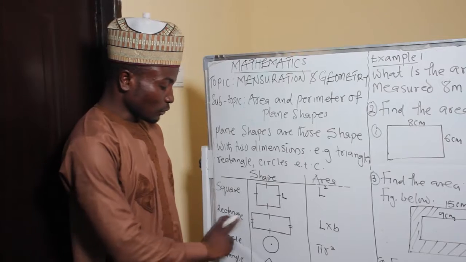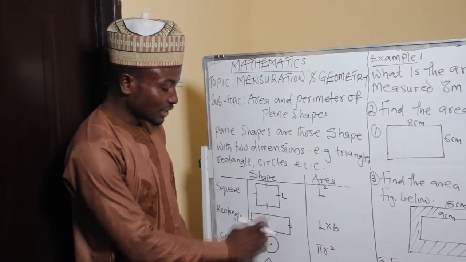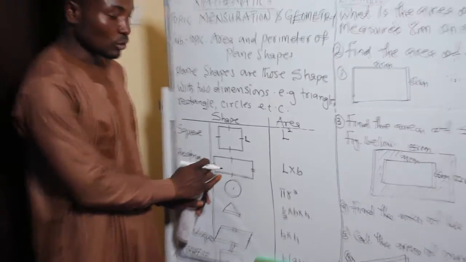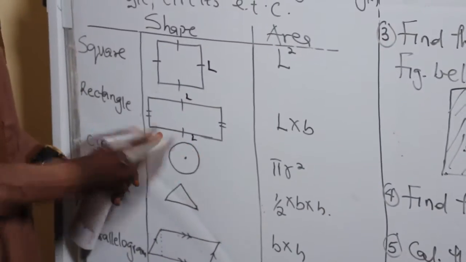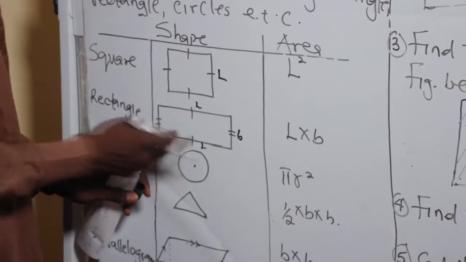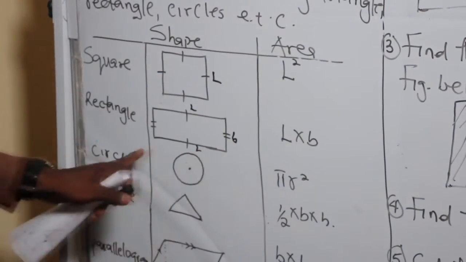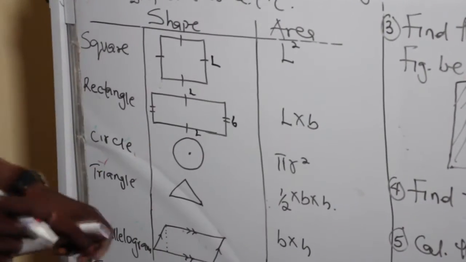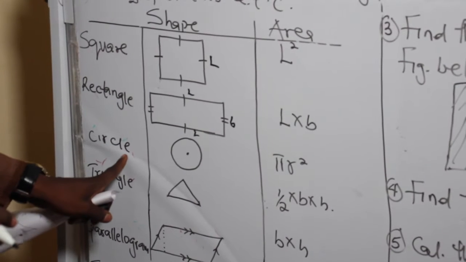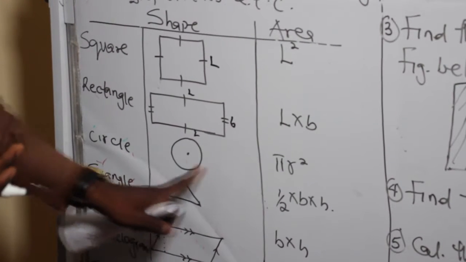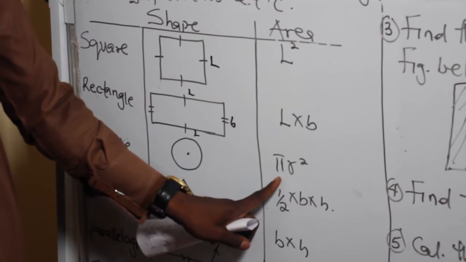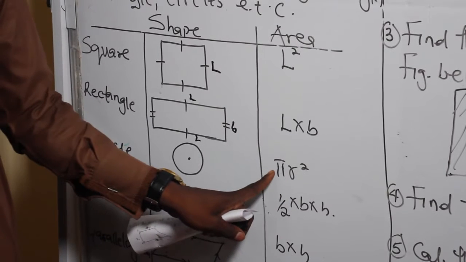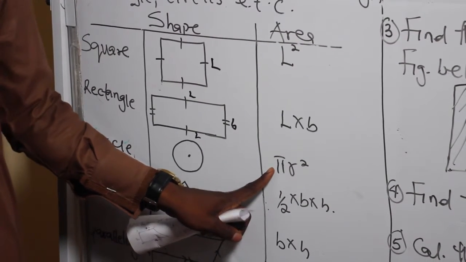Then rectangle. If you look at the rectangle, it's a shape where the 2 opposite sides are equal. These are lengths. The 2 lengths are equal and the 2 breadths are equal. So the formula for calculating the area of a rectangle is simply length times breadth, right? Good. Then the next one we have here is a circle. Circle is a plane shape. The area of a circle is pi r squared, where r represents the radius and pi is always 22/7.